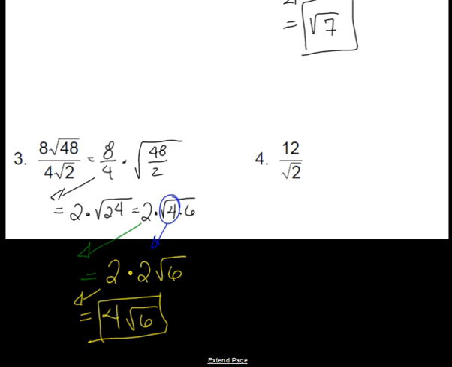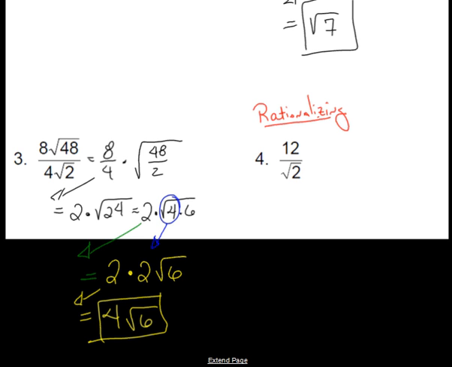Looking here at number 4. I can't simplify my radicals. I can't do any dividing. I have a radical in my denominator. And as I said at the beginning, my rule says I am not allowed to have radicals in the denominator. So I have to do what's called rationalizing the denominator. If I'm going to rationalize, that means I have to make my radical go away from the bottom.